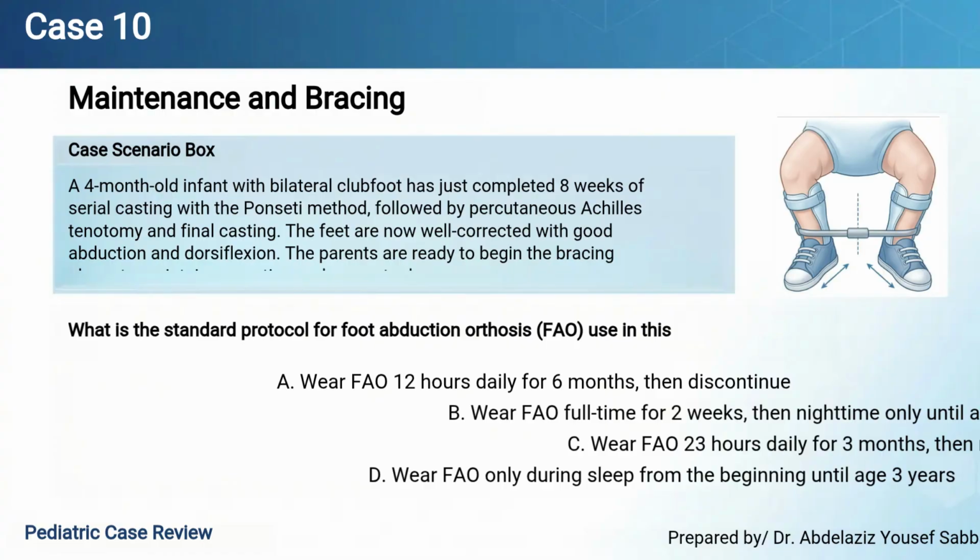Case 10. A 4-month-old infant with bilateral clubfoot has just completed 8 weeks of serial casting with the Ponseti method, followed by percutaneous Achilles tenotomy and final casting. The feet are now well corrected with good abduction and dorsiflexion.